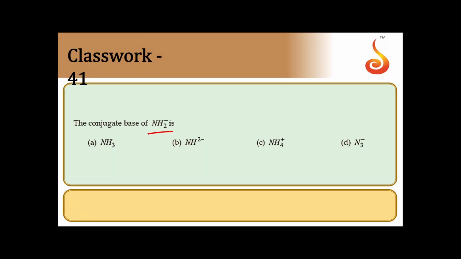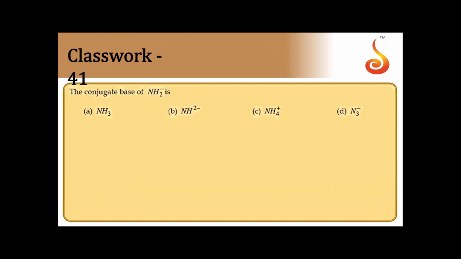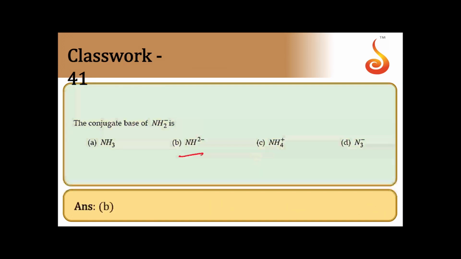Then the conjugate base of NH2 minus. To get a conjugate base, we need to remove H plus from it. So NH2 minus, with removal of 1 H plus, we get NH with minus 2 charge. So NH minus 2 will be option B. So for the conjugate base, remove 1 proton. So the answer is option B.